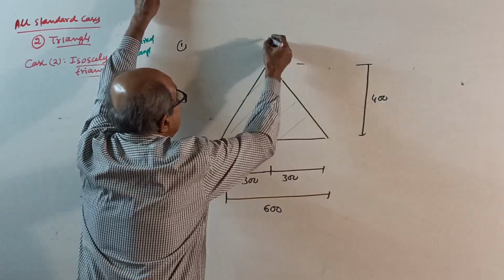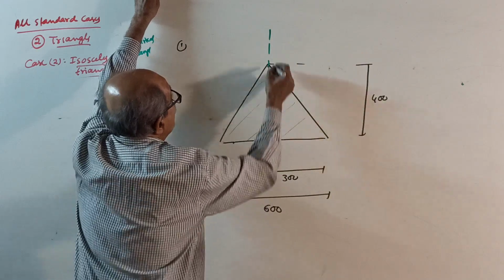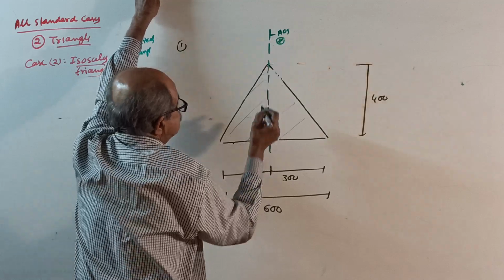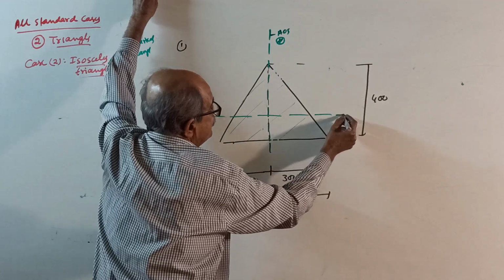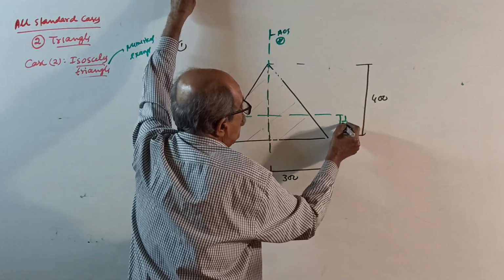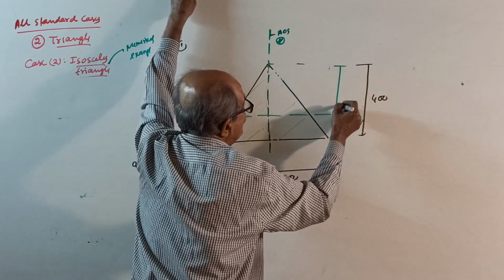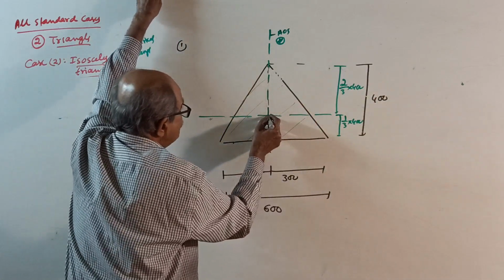This way, see, this is the axis of symmetry. Make a note. This is your axis of symmetry. So, star will come here. And this way, the centroid is here. This distance is 1 by 3 of 400. This is 2 by 3 of 400. This way sets the centroid G.